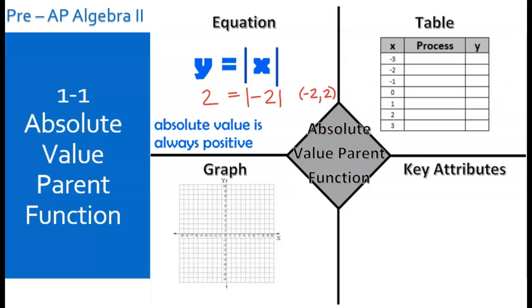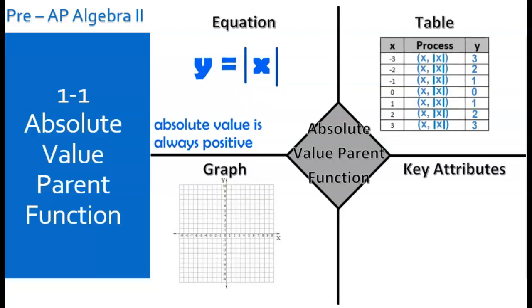So what I'm going to do is move over to my table on the right side, and I'm going to fill in some values. So, my process, if I'm given an x value to find the ordered pair, is to take my x value and use it as the first component of my ordered pair, and then the y value that I get out of it is its absolute value, because y equals the absolute value of x.